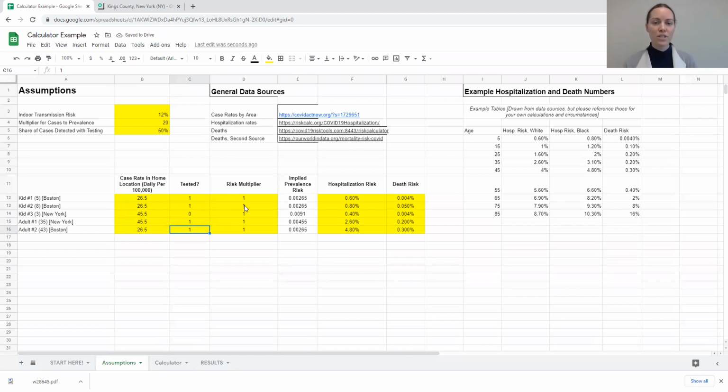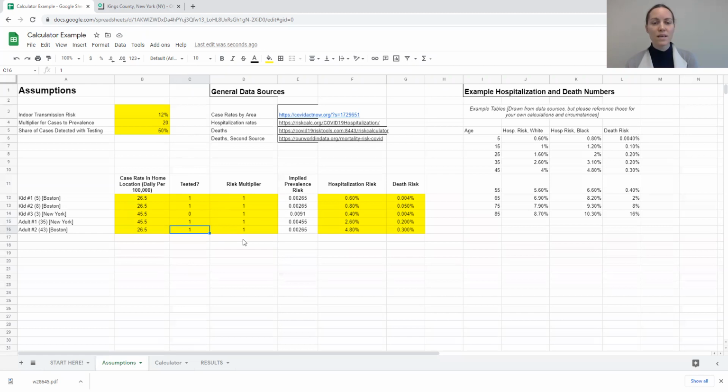You can see when I change those things on the screen, these numbers move around a little bit. That's because I'm assuming that if you're tested, your risk goes down. I'm going to assume that half of cases are detected with testing. Actually, in general our tests are better than that, but I may not be testing precisely at that moment. You can play around with that number if you want.